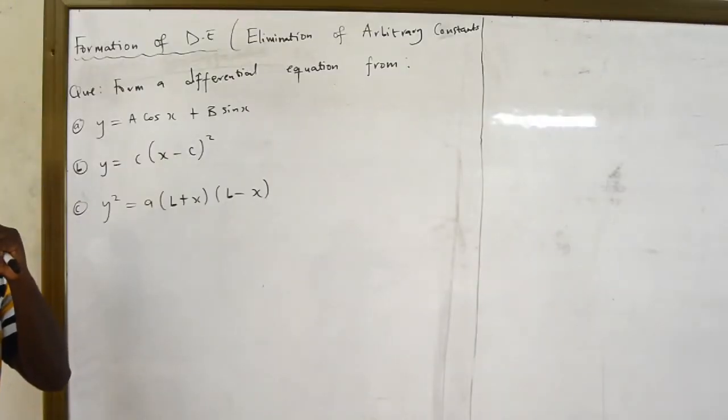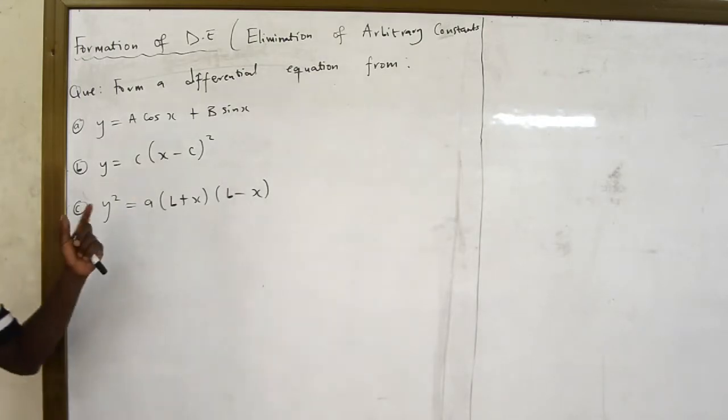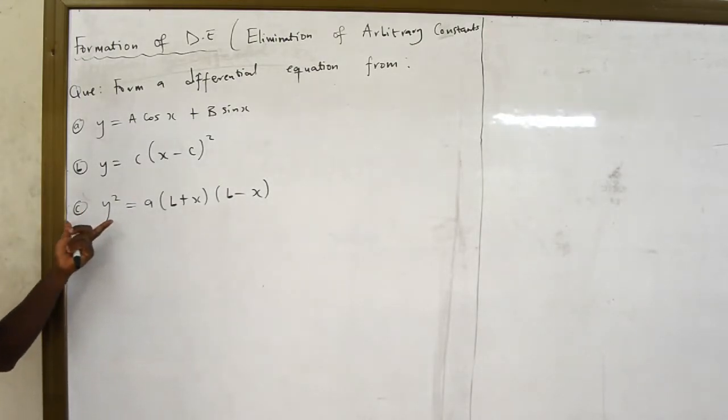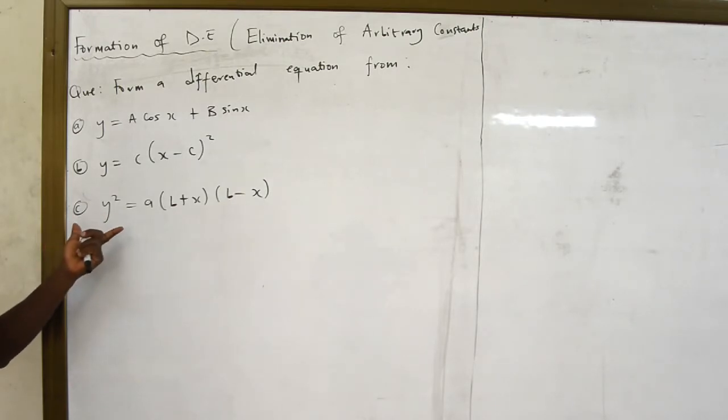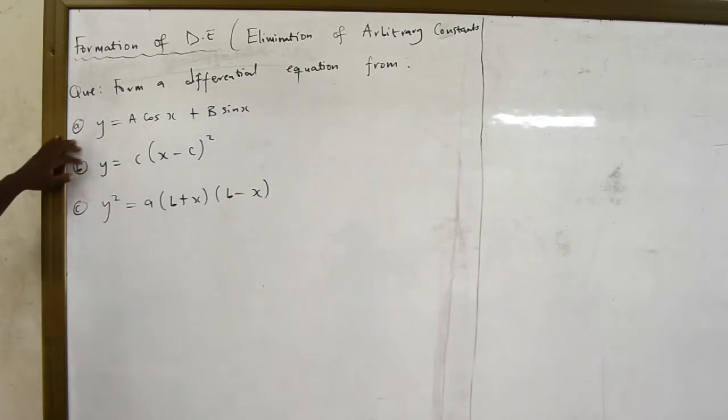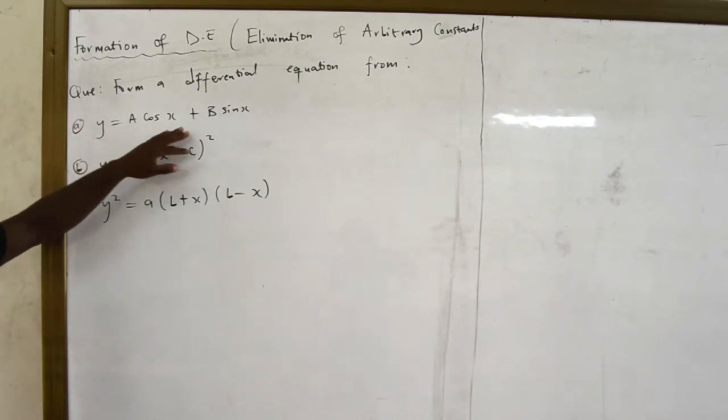When we see formation of differential equation, we check a particular equation. If there is a constant in the equation, we try to eliminate the constant. So for this, we have a question here: form a differential equation from A, y is equal to a cos x plus b sin x.